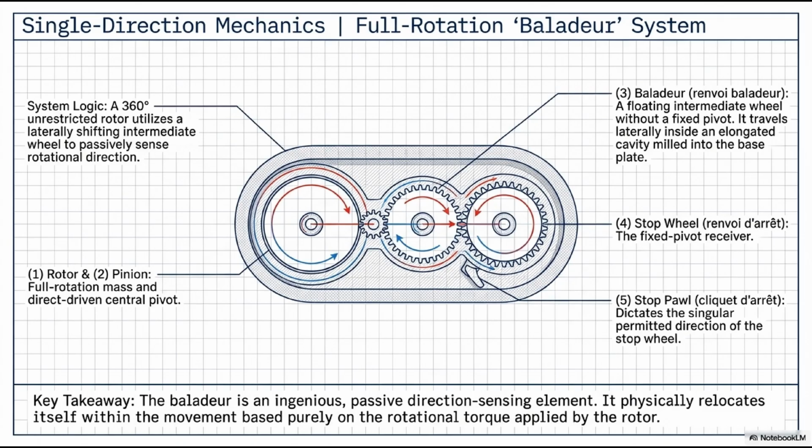The absolute star of the show is Component 3, the Balladur, or renvoi Balladur. It is a floating intermediate wheel. It has no fixed central pivot hole. Instead, it travels laterally left and right inside an elongated, kidney-shaped cavity milled directly into the base brass plate. The Balladur is an ingenious, passive direction sensing element that physically relocates itself based purely on the rotational torque applied by the rotor. Let's see how it shifts.